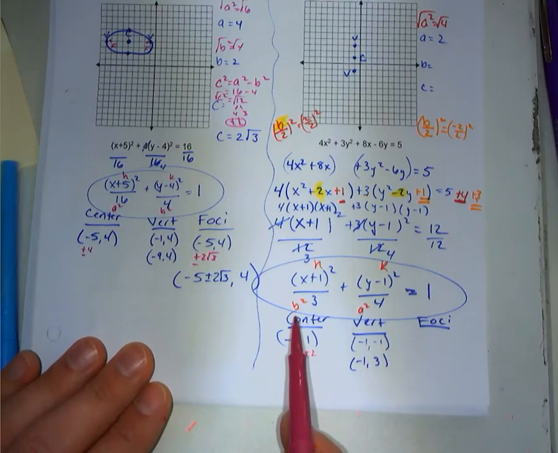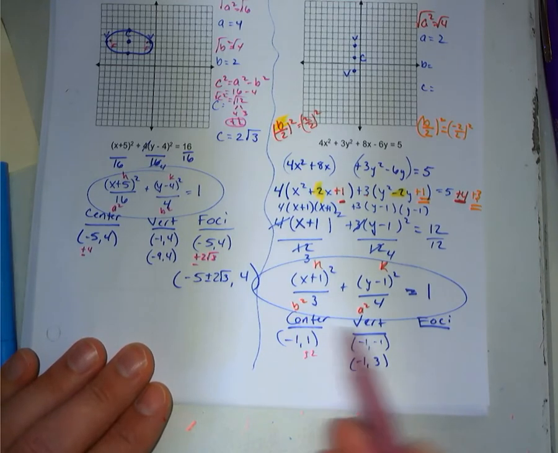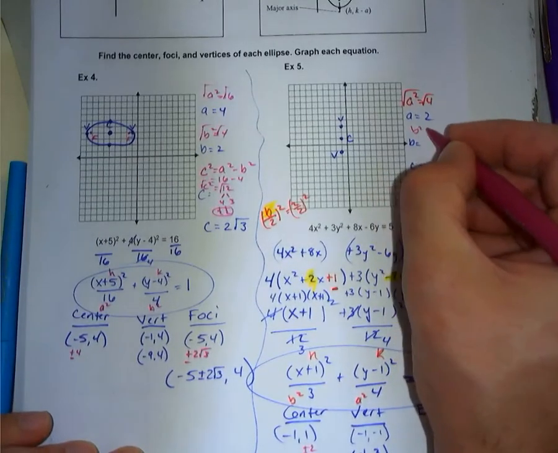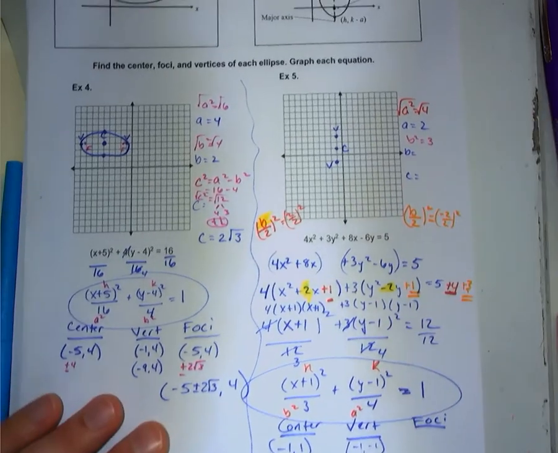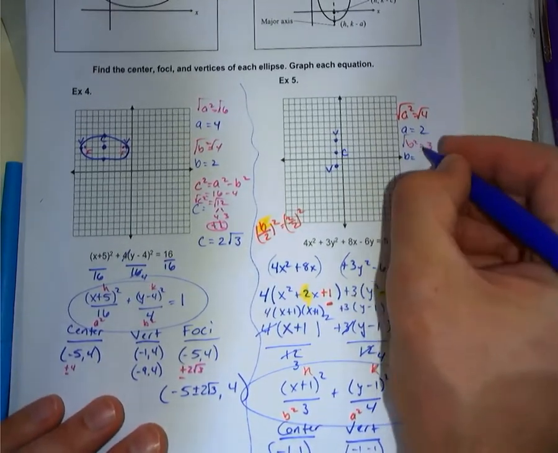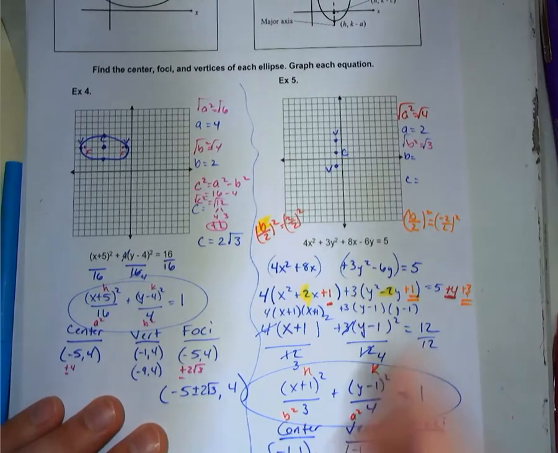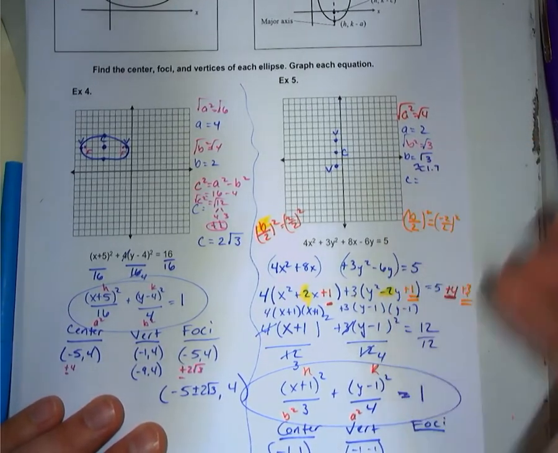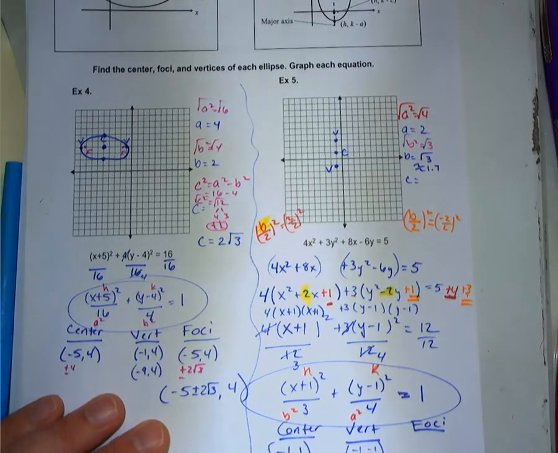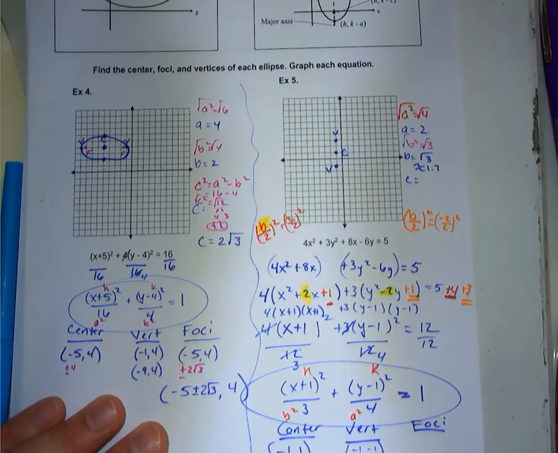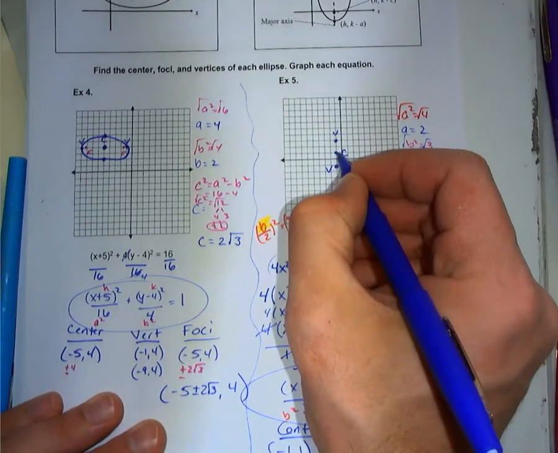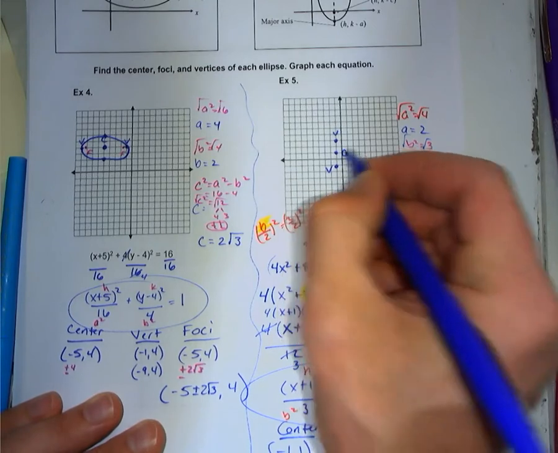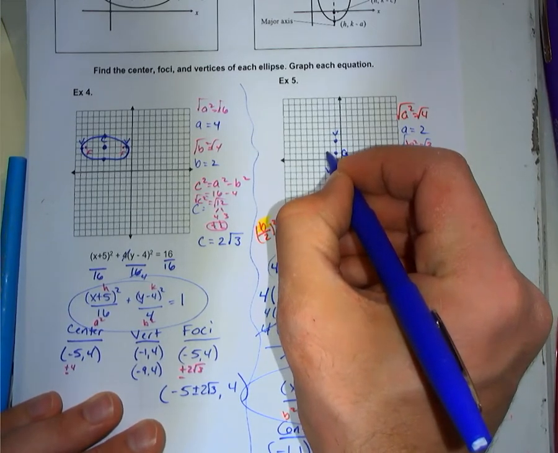But b squared is 3. And square root that guy. And we get the square root of 3. And the square root of 3 is about 1.7 in my calculator. It's a little less than the square root of 4, right? Square root of 4 is 2. So I'm going to go over almost to 2, but not quite. So I'm going to go left and right 1.7-ish over 1.7-ish.